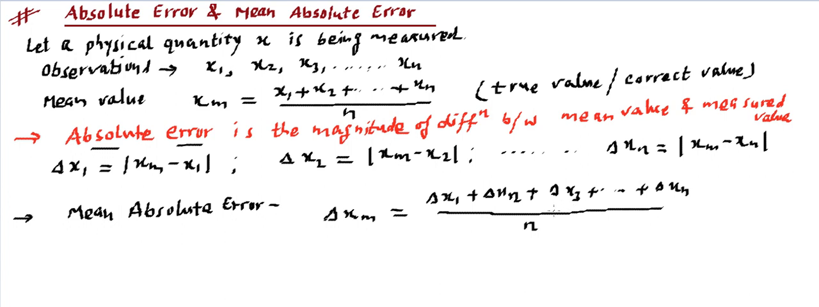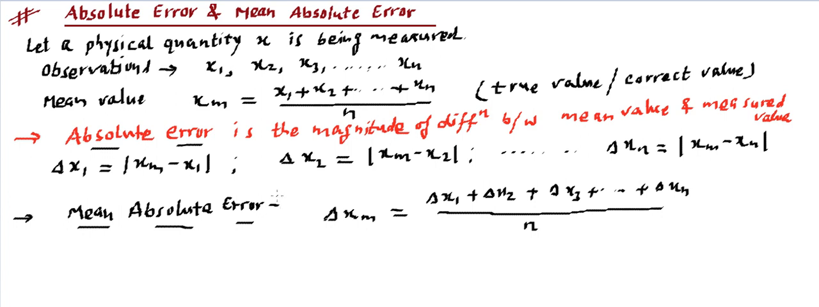So if we know these absolute errors, we can always find out the mean absolute error. This was delta x2, so let me write it properly. Delta x2. I hope you are getting it. If we have found out the absolute errors, we can find the mean of these absolute errors, and that's known as the mean absolute error. Sometimes in examinations it is asked to find the mean absolute error.